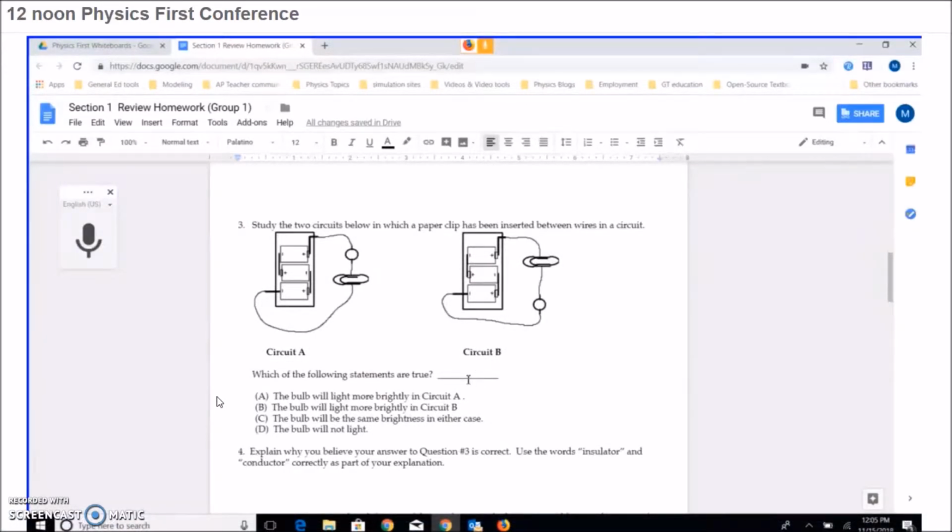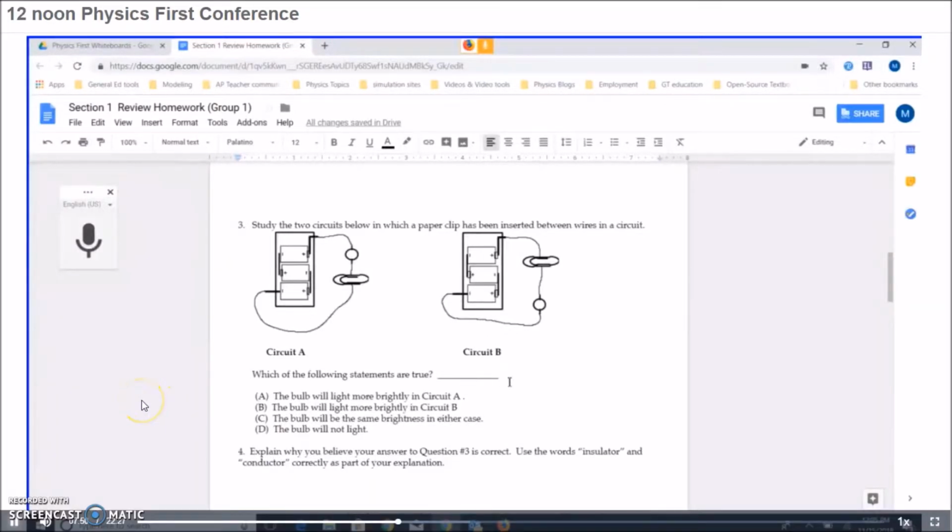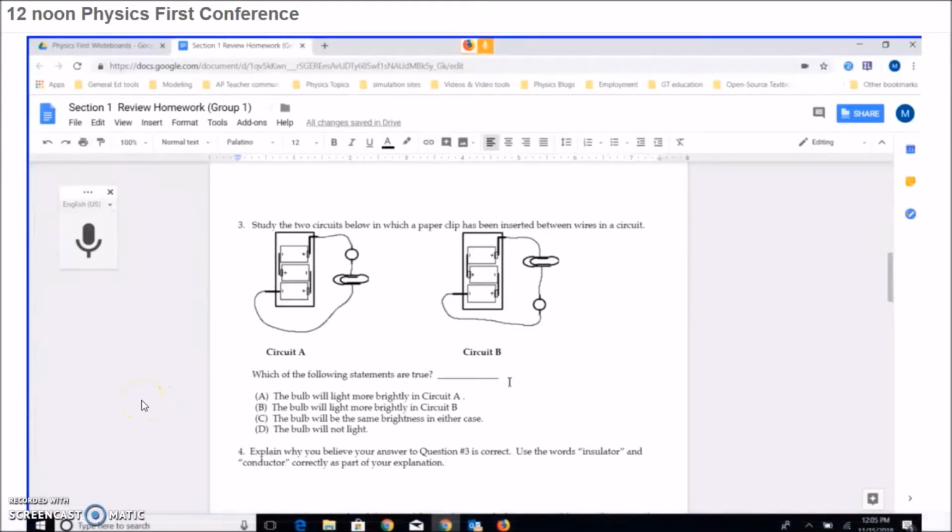Okay, for number 3 here, it says study the 2 circuits. Which of the following statements is true? A, the bulbs will light more brightly in circuit A. B, more brightly in circuit B. C, the bulb brightness will be the same. Or D, the bulb will not light. Which one's the answer?